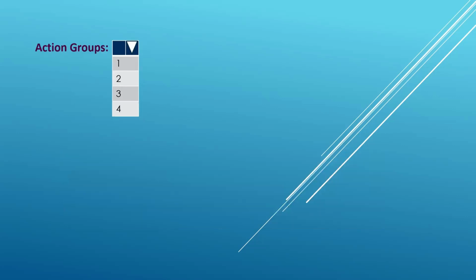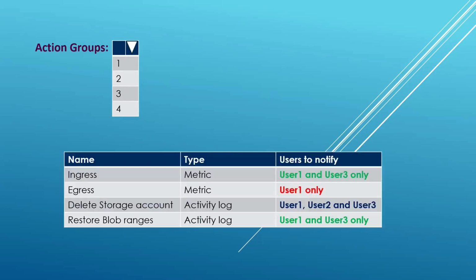Let's look at next part, action groups. And again, you have 4 options, 1, 2, 3, and 4. Folks, look at the users to notify sections, and there are 3 different combinations of users. So you'll have to create 3 action groups. One for user 1 only, second one for user 1 and user 3 only, and another one for all 3 users.